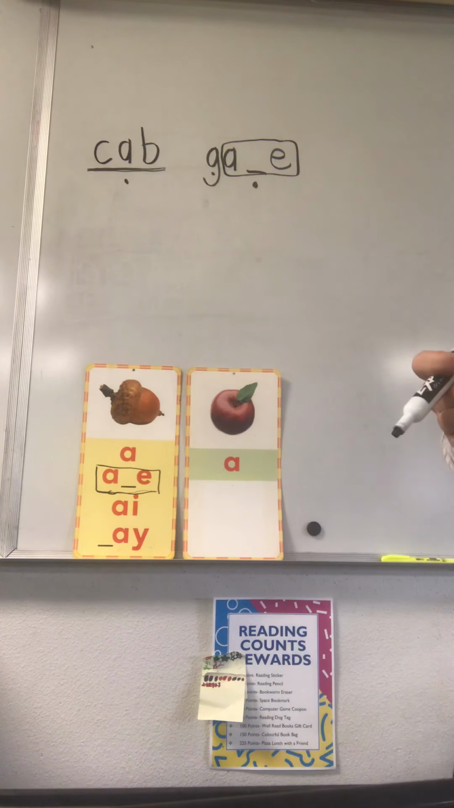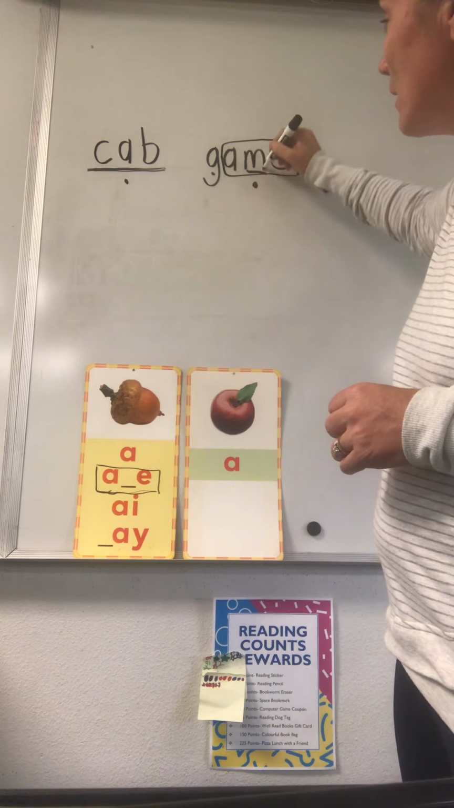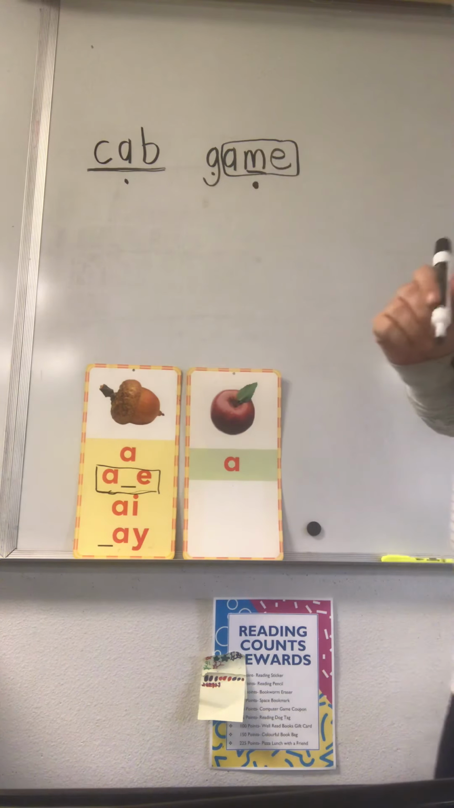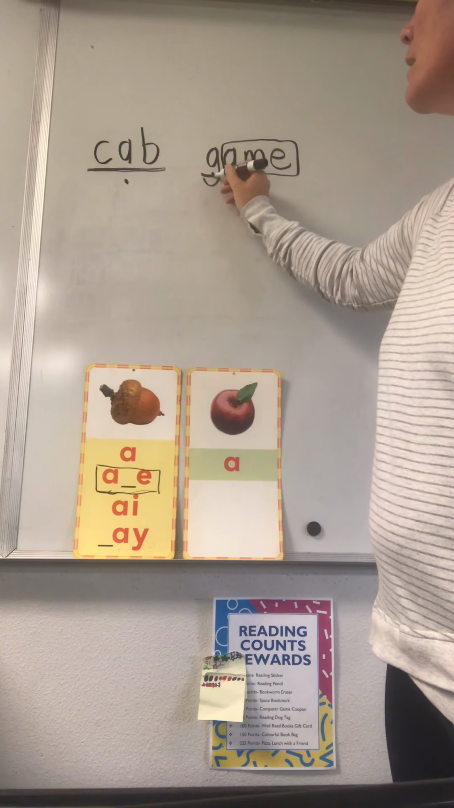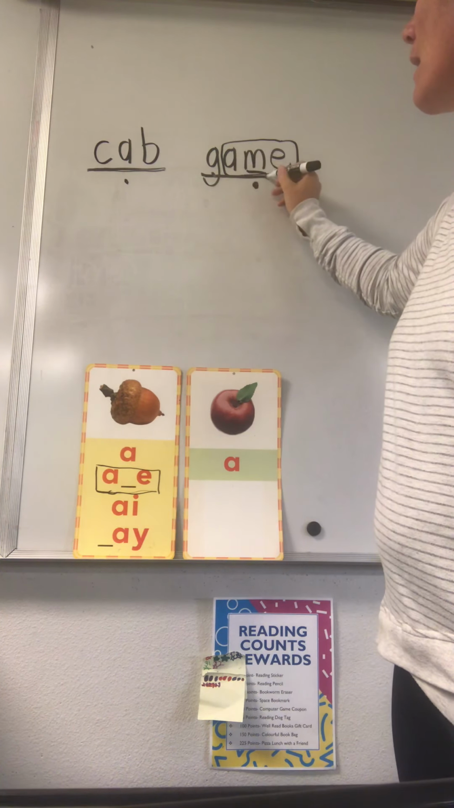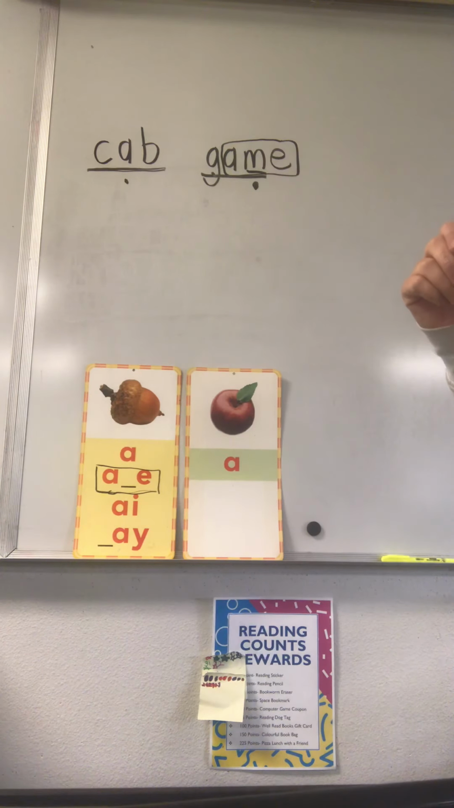And it says what, everybody? A. Good. And then I'm going to put a letter right here, and I'm going to say sound. And you're going to say mmm. And then we're going to blend. And we're going to go g, A, m. And the word is game. Okay, we're going to try a couple more. Here we go.